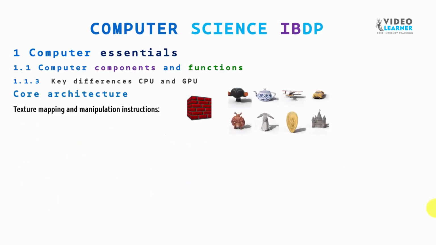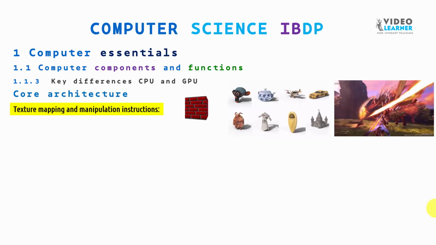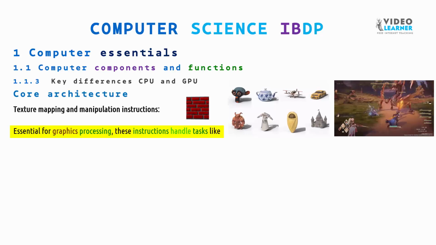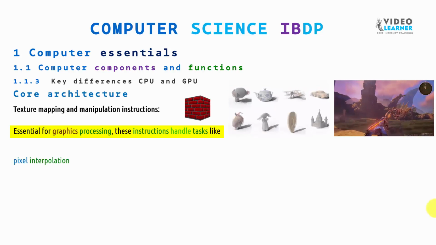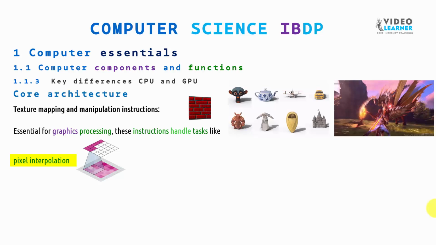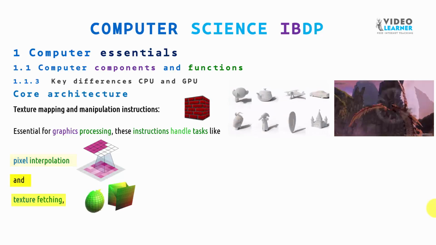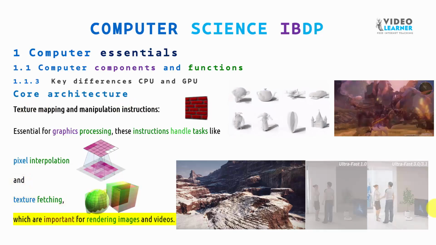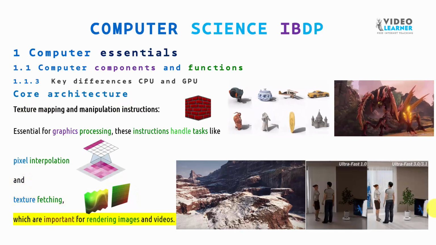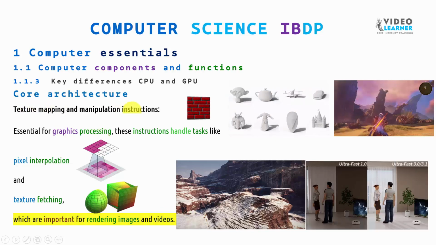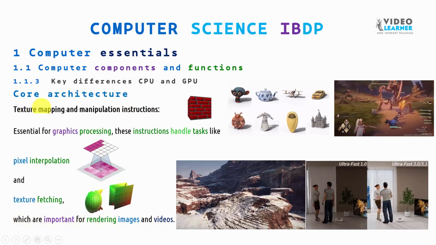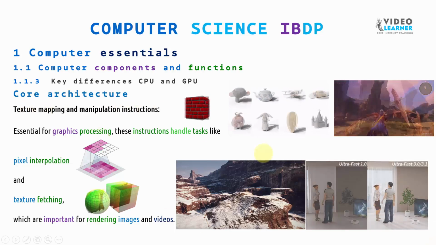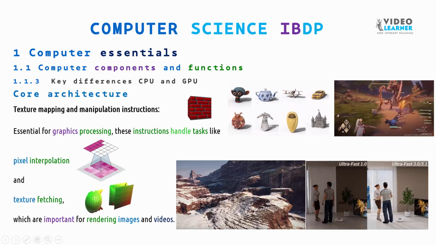Texture mapping and manipulation instructions. Essential for graphics processing. These instructions handle tasks like pixel interpolation and texture fetching, which are important for rendering images and videos. Note again that texture mapping, for example, is applying a 2D image texture to a 3D model surface. And manipulation instructions, for example, is when an image is resized, zoomed, or scaled.